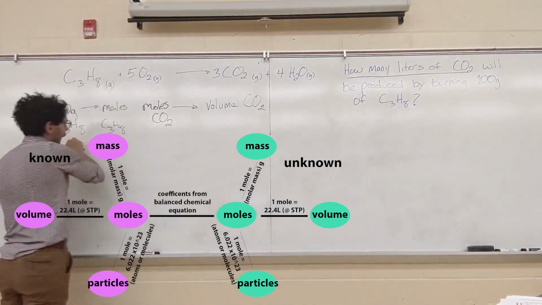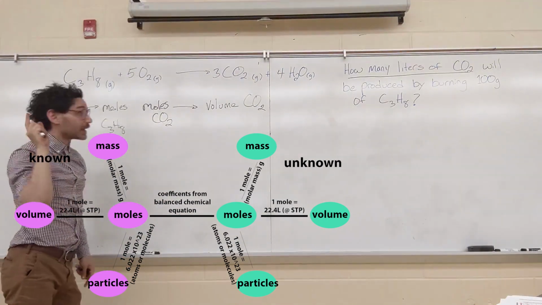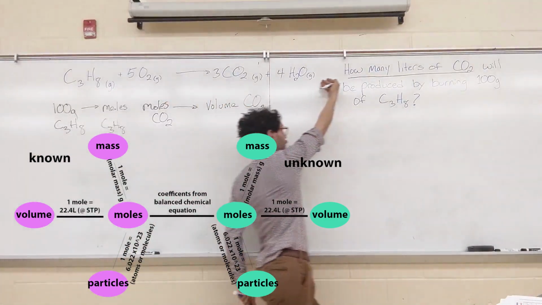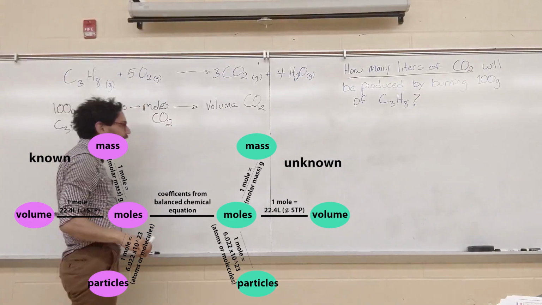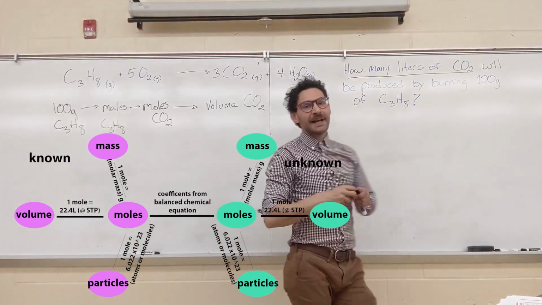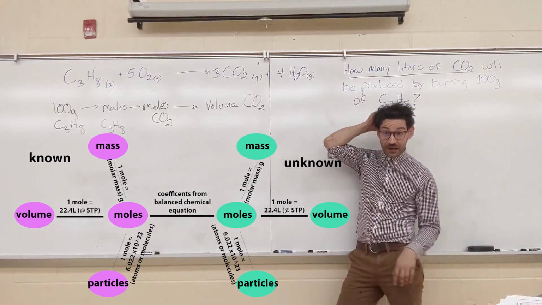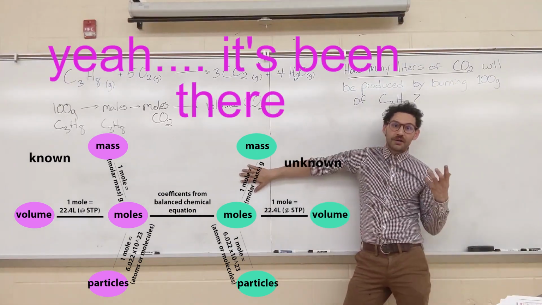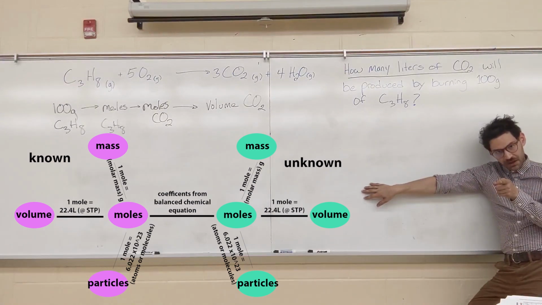So I'm going to take my grams of C3H8 and convert that to moles of C3H8. From there, using my balanced chemical equation, I can convert from moles of one chemical to moles of another, and then I can get my last bit done. I'm going to make that diagram appear on the screen right there. Why don't you give this problem a try on your own?